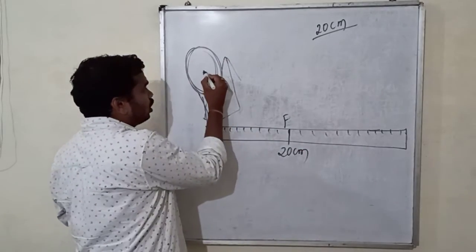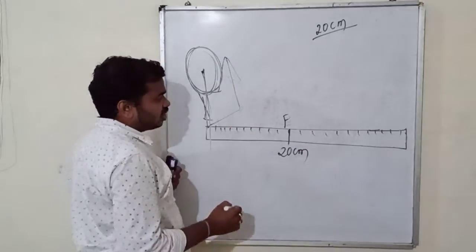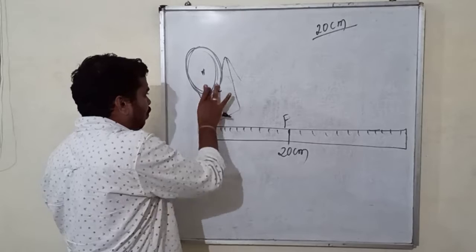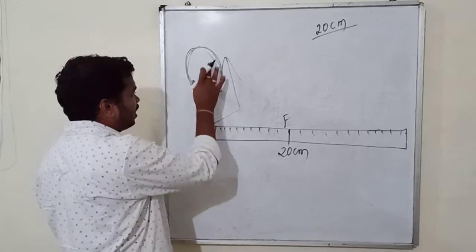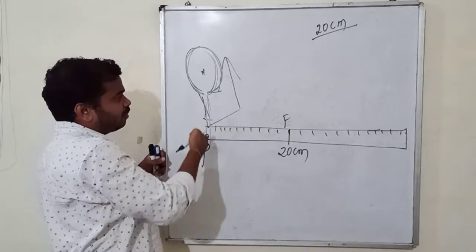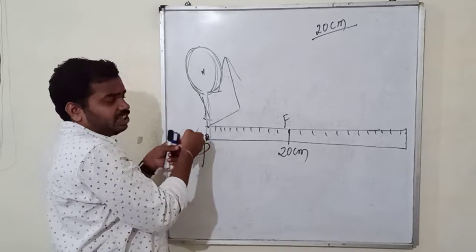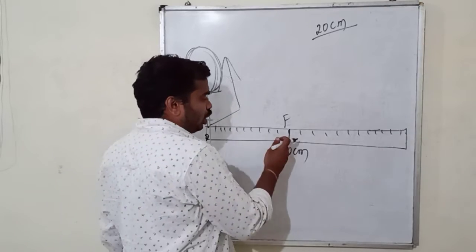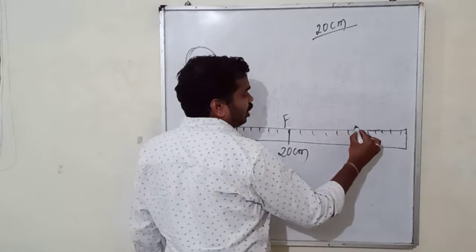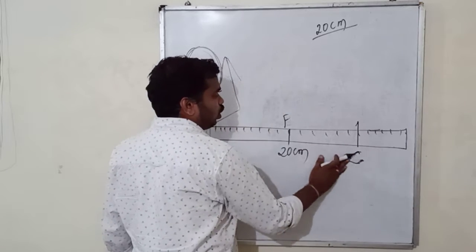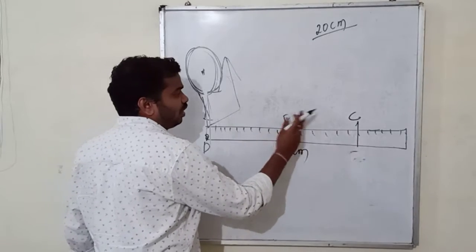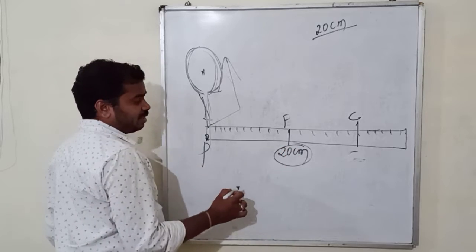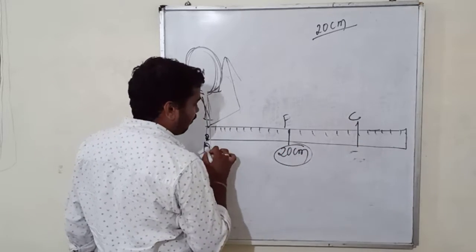I already told you the pole exists at the center of the mirror. The geometrical center of the mirror is nothing but the pole. When you consider straight away from the mirror, the pole would be here at the origin. Pole is nothing but origin. You move 20 centimeters away, there will be the focus. You move another 20 centimeters away, you will get the center of curvature. The distance from P to F would be equal to F to C, or else you double the distance from pole to focus. If it is 20 centimeters, then pole to center of curvature would be 40 centimeters.